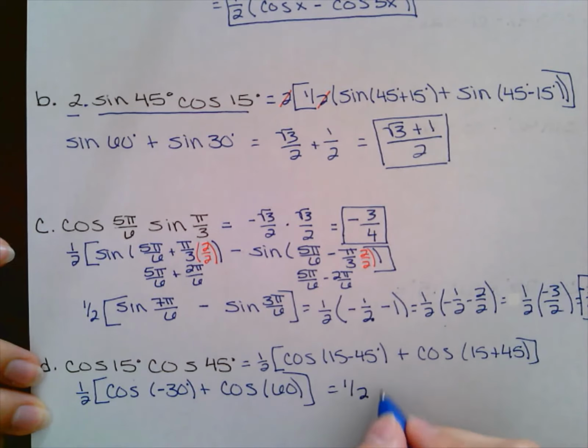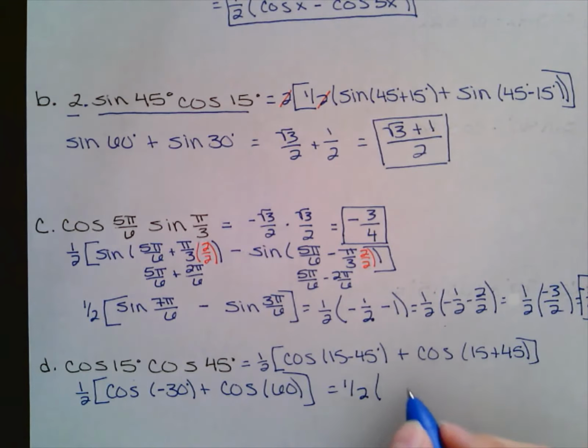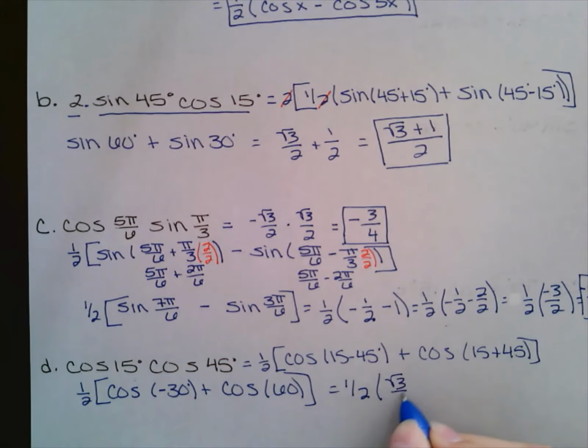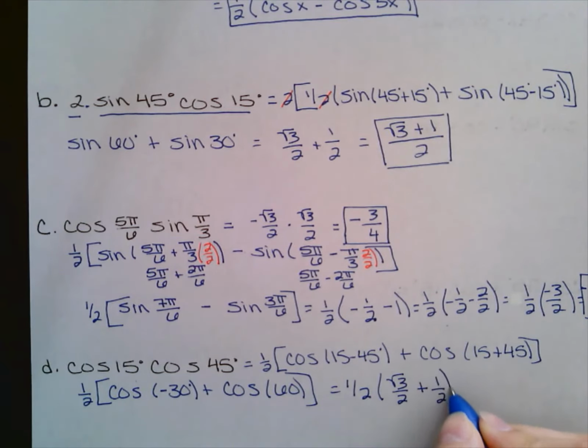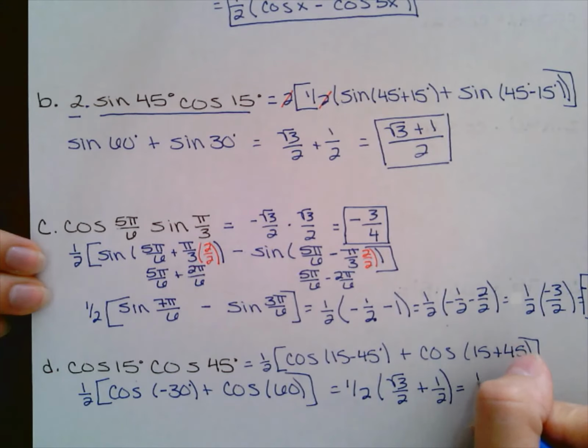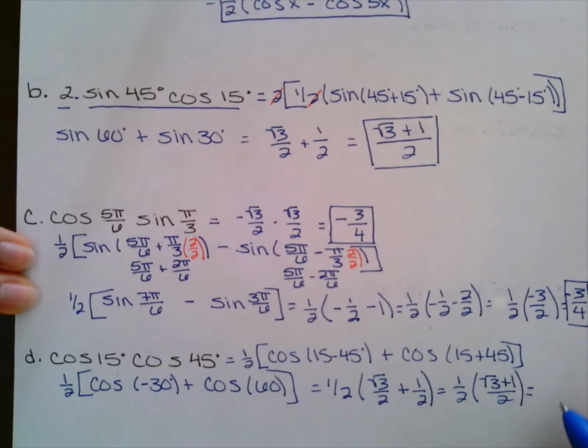We end up here with half times cosine of negative 30, which is radical 3 over 2, plus cosine of 60, which is 1/2. And again, all of this we get from our unit circle. If you're my student, I hope you have it memorized well enough to do that quick. So now we have half times radical 3 plus 1 over 2. And then multiplying that by 1/2, we get radical 3 plus 1 over 4. There you have it.